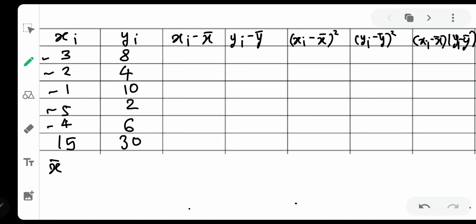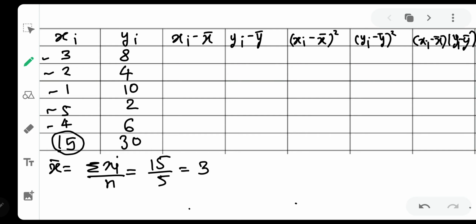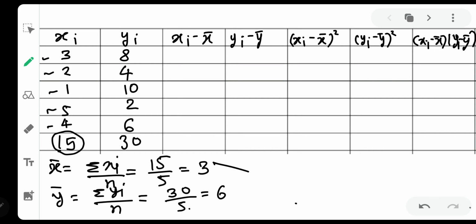So x bar would be equal to summation xi upon n. This particular value is summation xi, which is nothing but 15 upon 5. So your x bar is 3, and y bar will be equal to summation yi upon n. Yi is 30, and 30 upon 5 is 6. So our x bar is 3 and y bar is 6. It means both are integers.